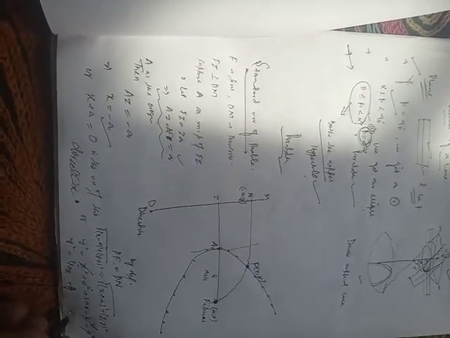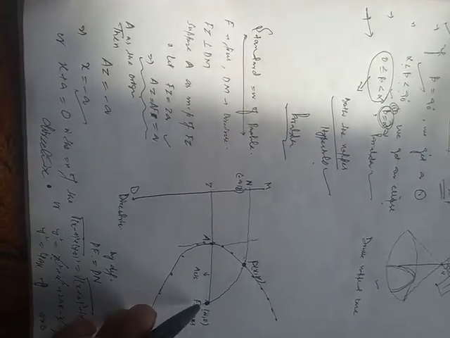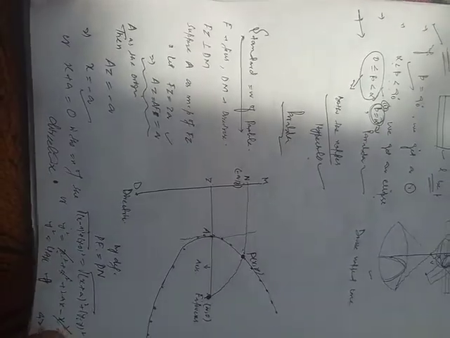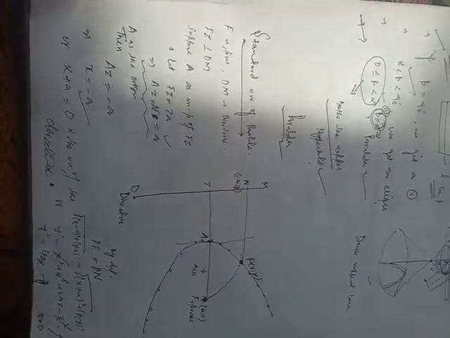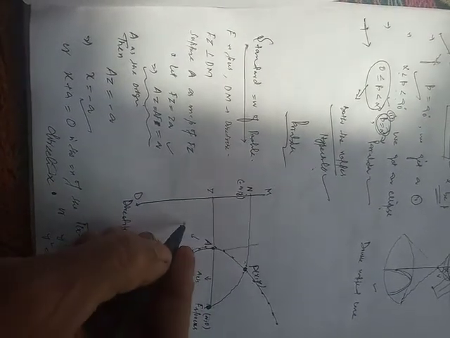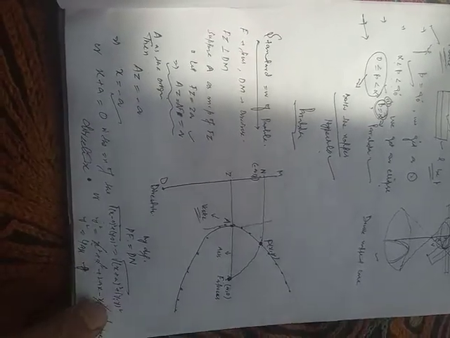And here this a is greater than 0. A is the focal distance, the distance of the focus from this point A. This point A is sometimes called the vertex of the parabola.